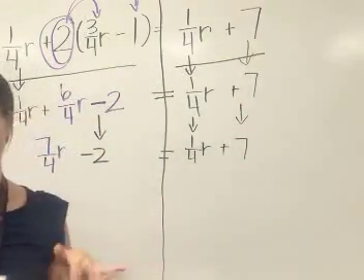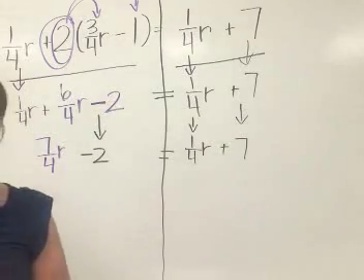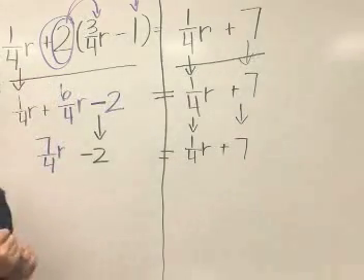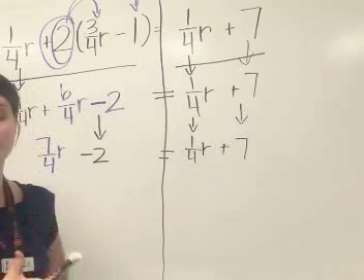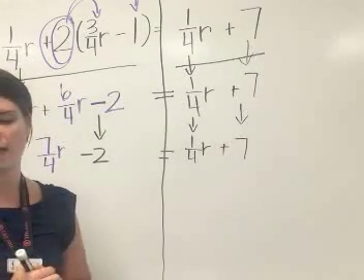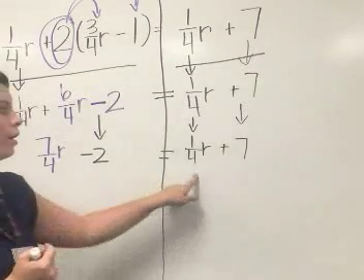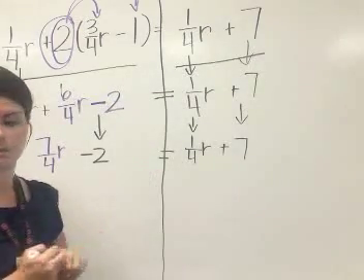Are there variables on both sides? In this equation, there are variables on both sides, okay? In order to bring them over to one side, you're going to have to subtract the 1/4 r from both sides, okay?